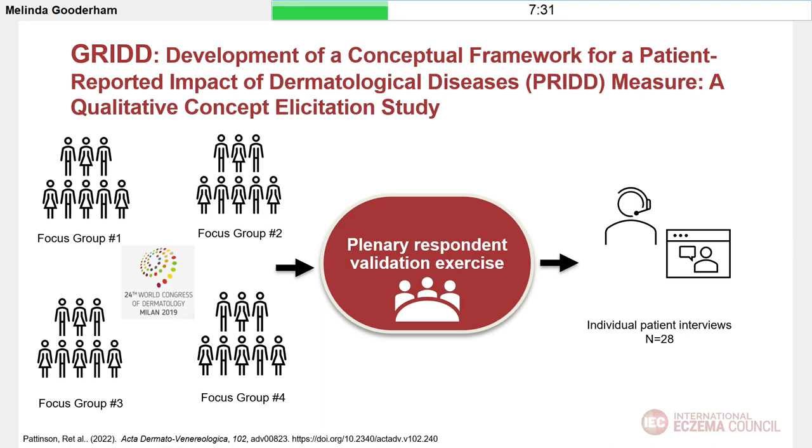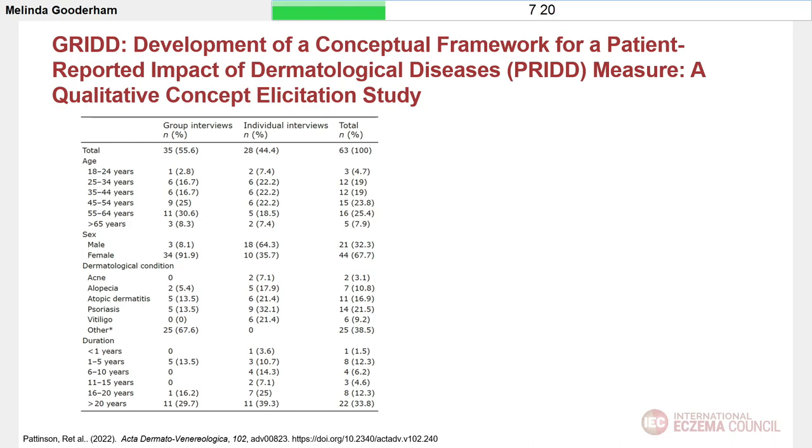They looked at those respondents' answers. They did a validation exercise. They wanted to do more interviews, but then COVID unfortunately happened. So the next 28 interviews were done virtually. And then with that information, these are the patients that were included. And I just wanted to highlight here, about 17% of the patients had atopic dermatitis.